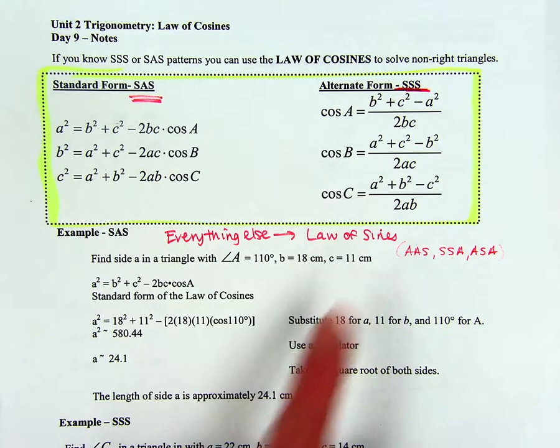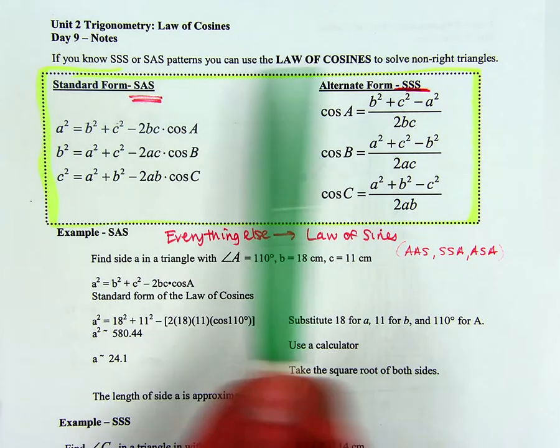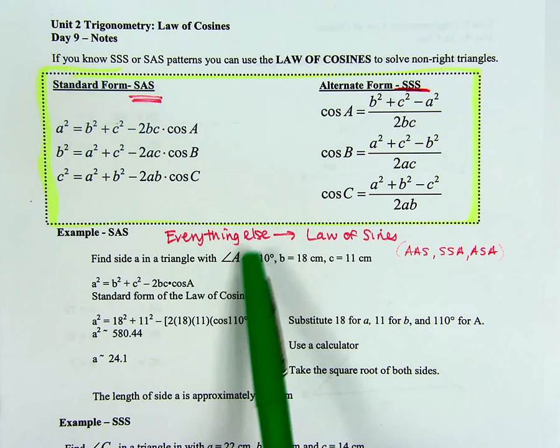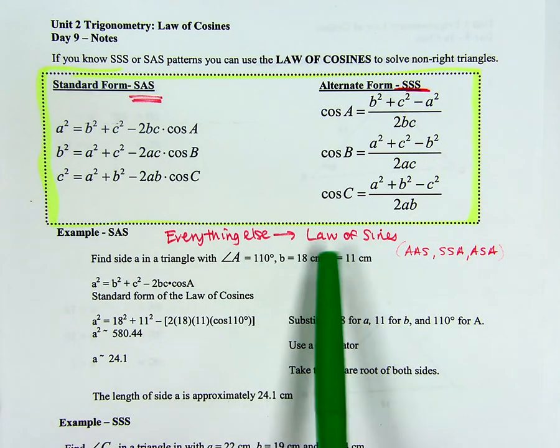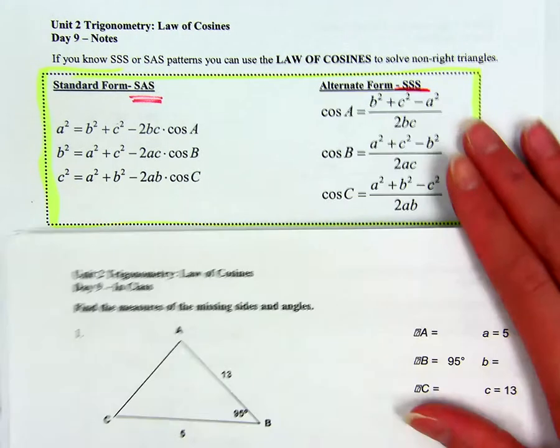So you don't have to memorize these formulas. We'll be giving those to you on quizzes and tests. If you don't have side angle side or side side side, then you're going to use law of sines. So on our review day, when we see a mix of law of sines and law of cosines problems, you do have to choose which one to use. So for today, we're just doing law of cosines. All right, so we'll refer back to this chart.